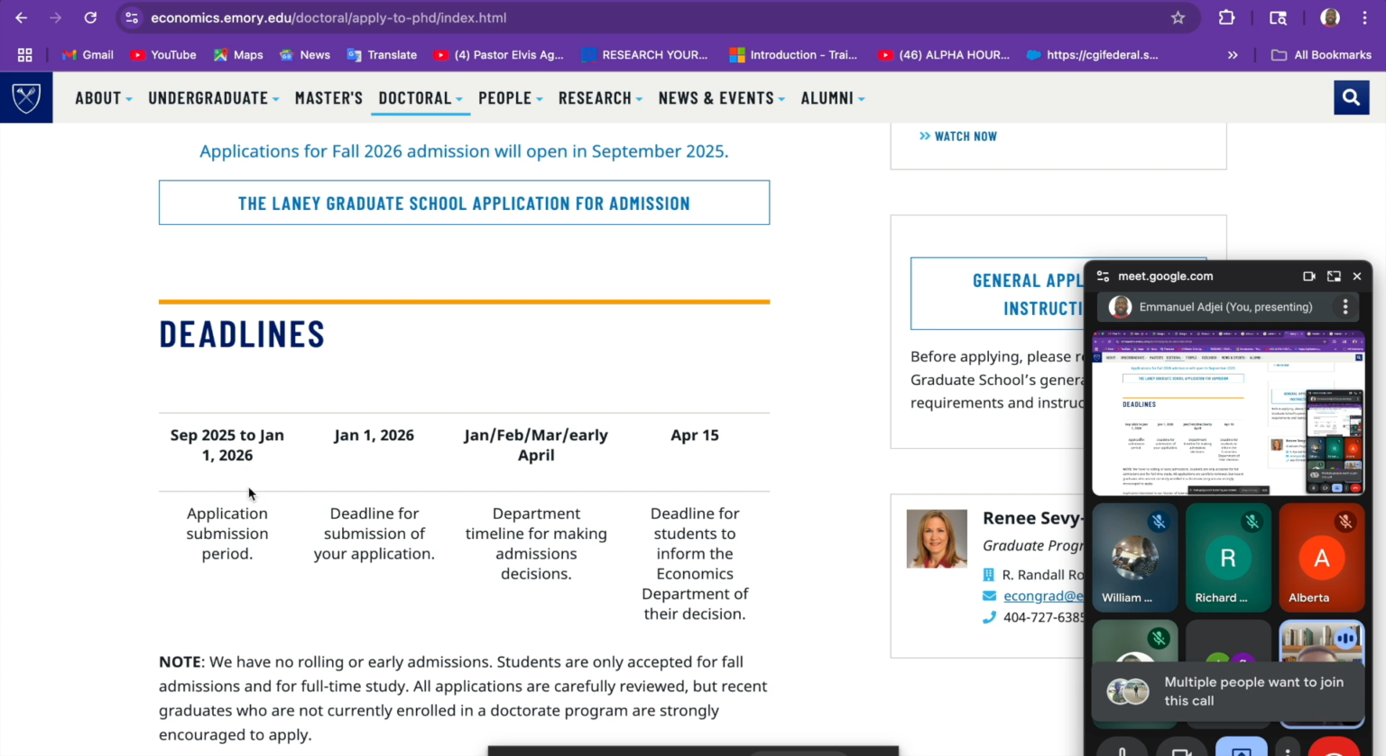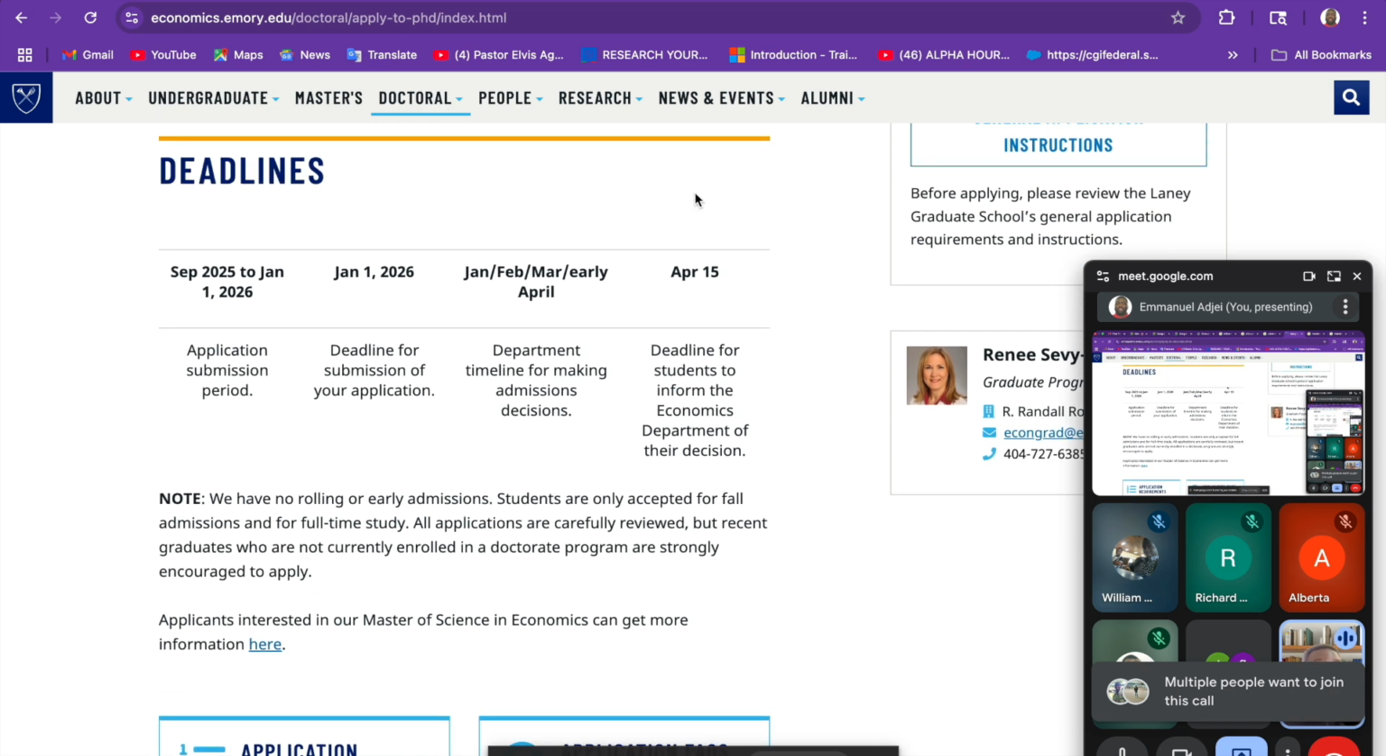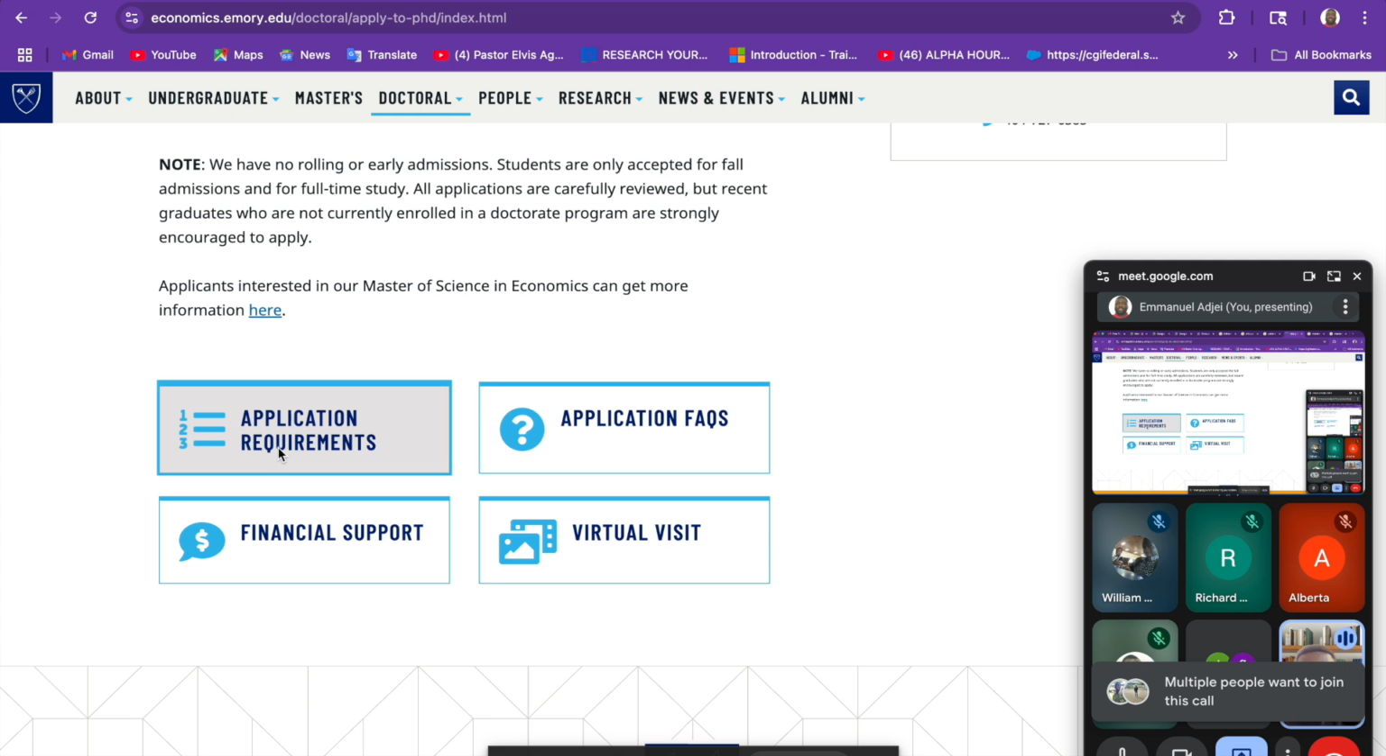So deadline, application submission starts September 1st and it is through to January 1st, 2026. Deadline is January 1st. A decision by the department is given starting from January, February, March, and early April. And the deadline to accept your admission to the PhD program is April 15th. Very simple. Let's look at the admission requirement.